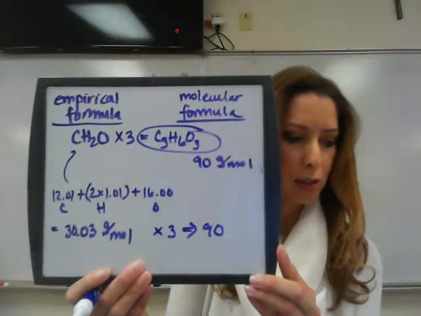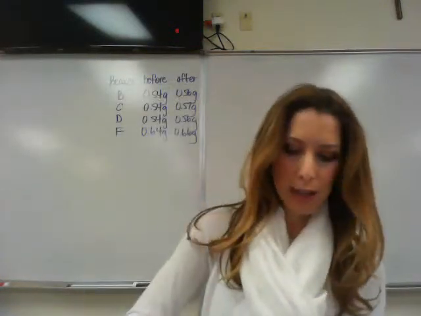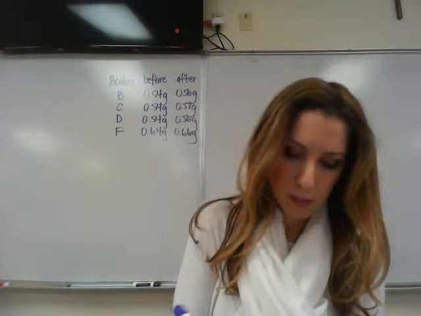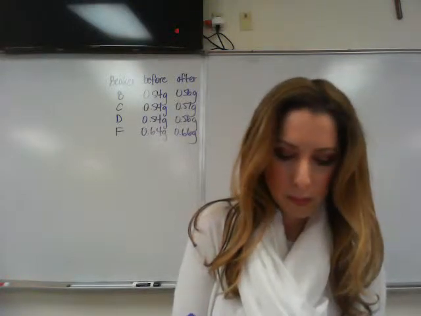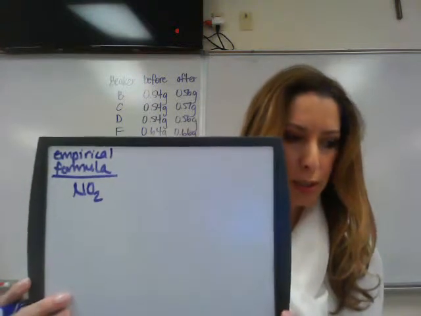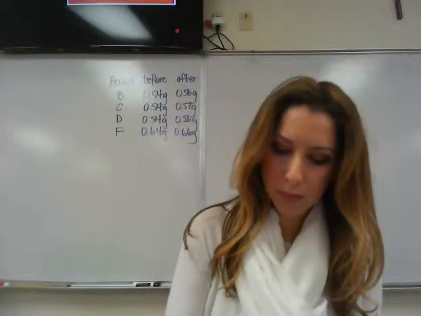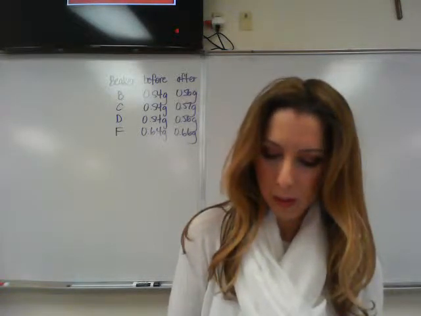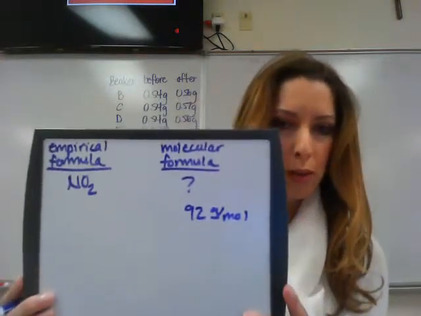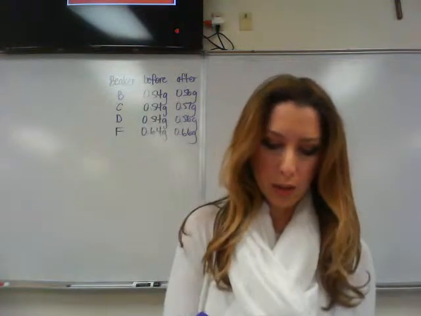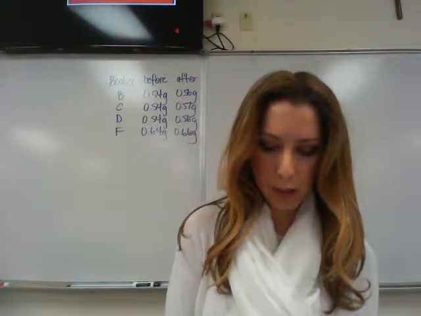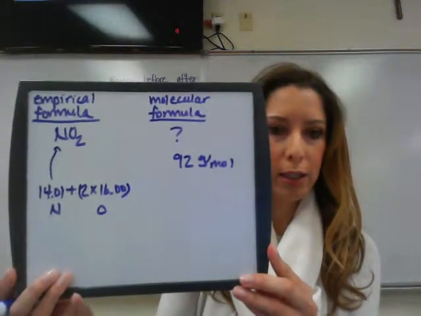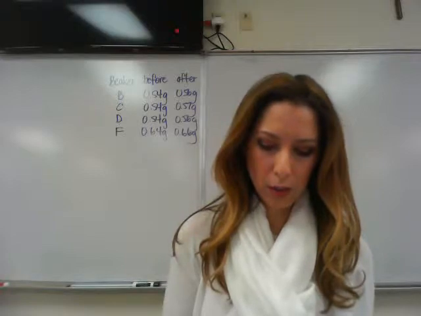Okay? Let's take a look at another problem that's identical to this one. We have a gaseous compound with an empirical formula of NO2. If its molar mass is about 92 grams per mole, what is the molecular formula? Okay. So here's the information that we were given. We have to calculate the molar mass of the empirical formula NO2, which is 14.01 for nitrogen and 2 times 16 for oxygen. So it looks like this. So you've got 32 plus 14.01, which is going to be 46.01 for the molar mass of NO2.